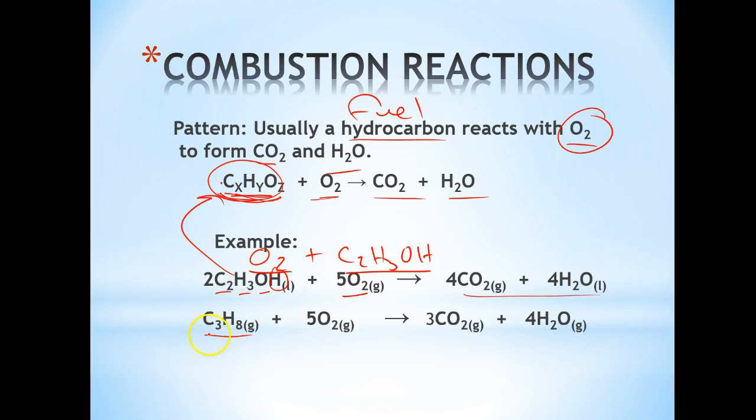This is propane. This is what's in your gas grill. It reacts with oxygen to form CO2 and water. Notice it doesn't have any oxygens in it. So in this case, the subscript on the oxygen would be 0, meaning there are no oxygens in it, whereas it's all carbons and hydrogens.